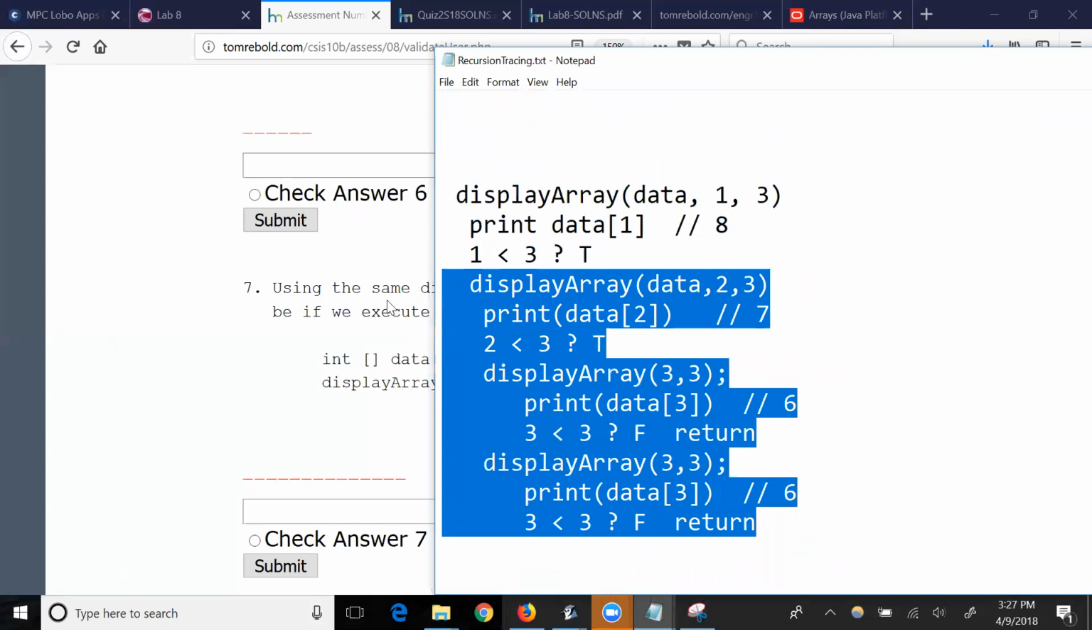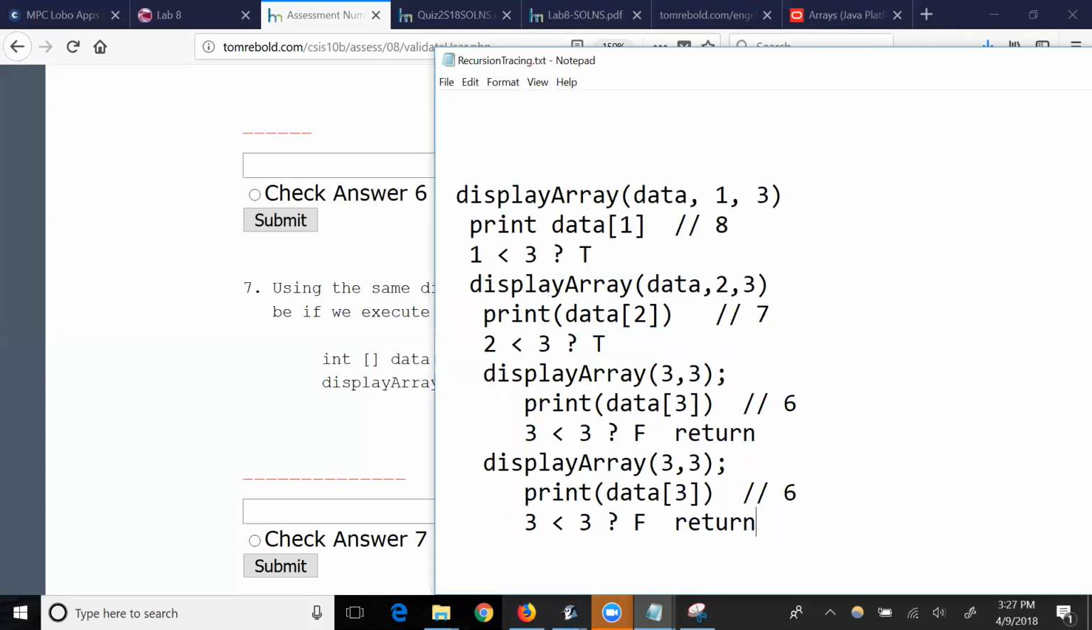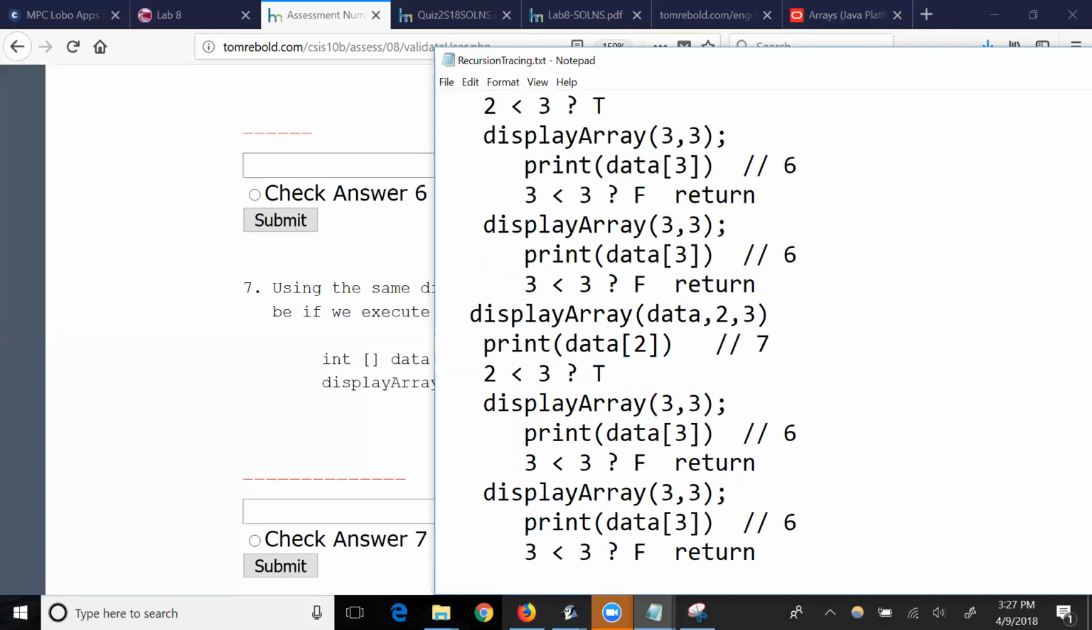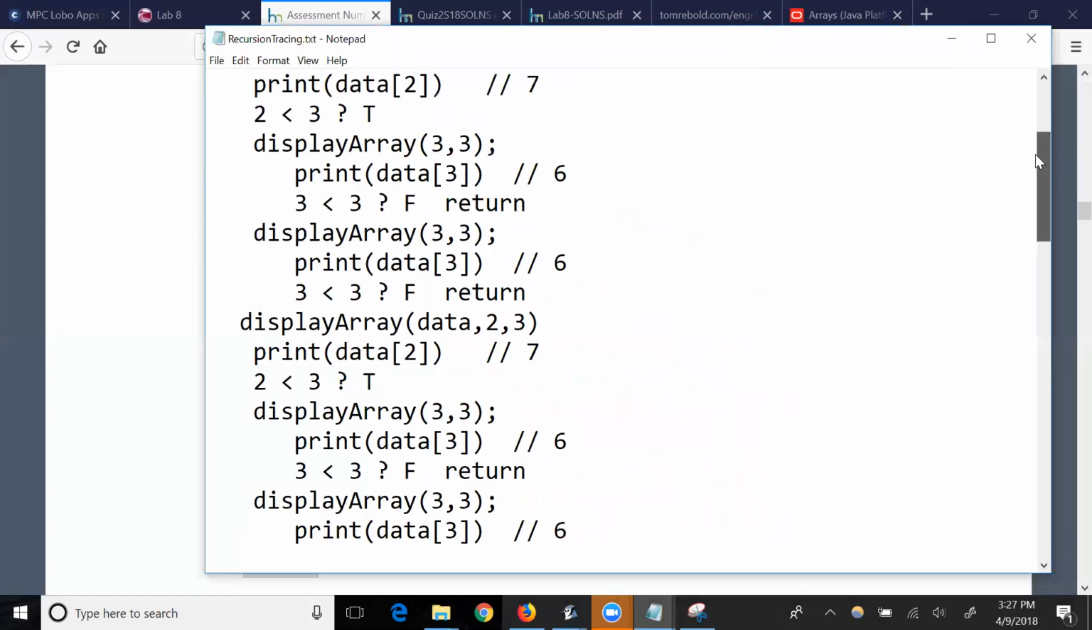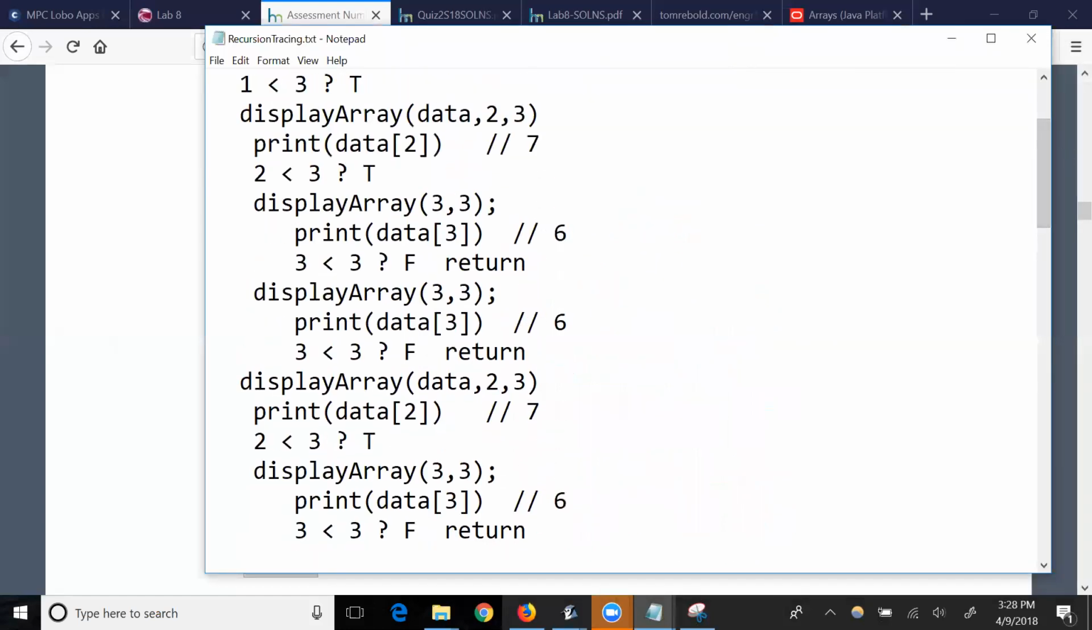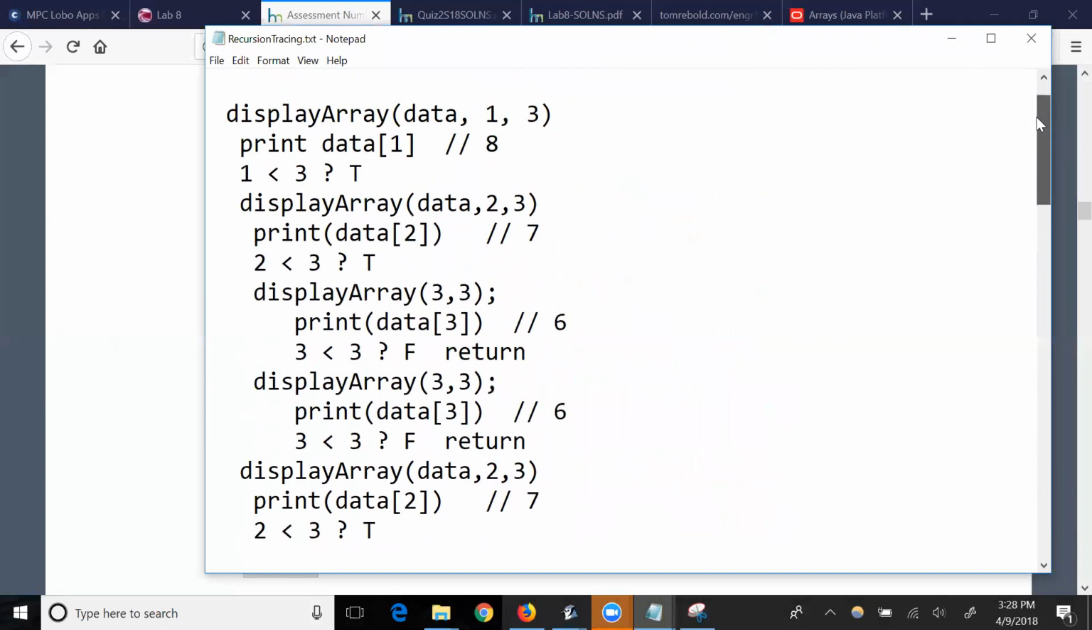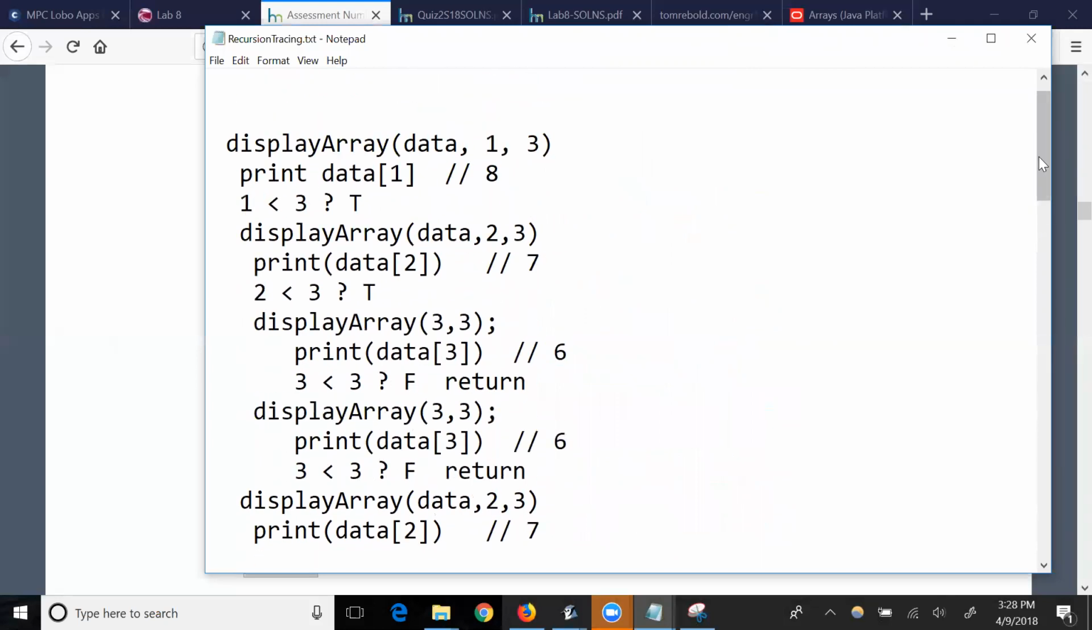So we come back to display array of data 1, 3, and we have to do that one more time again. We have to repeat that whole block again, so you could just copy and paste this whole block. This is actually the clearest way I can think of to express how this is working. It's going to print out 8, 766, 766, right?